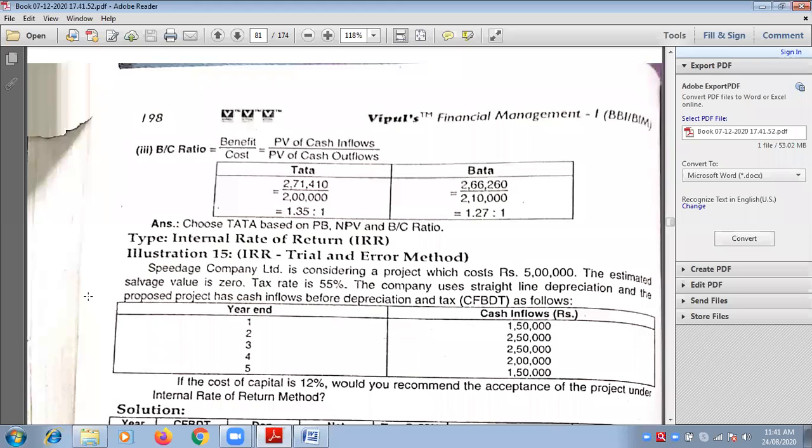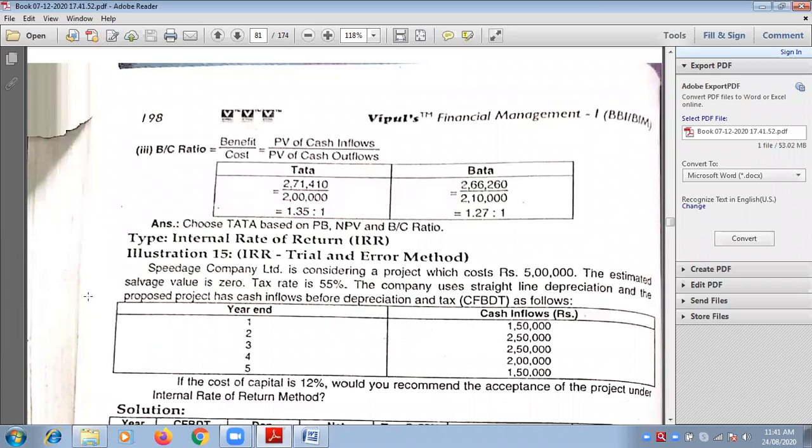Okay, look at the question. Speedage company is considering a project which costs rupees 5 lakhs. The cost of the investment is 5 lakhs. Estimated salvage value is 0. That's what I told you. 99% of sums will be such that there is no salvage value. Tax rate is 55%. The company uses straight line depreciation.